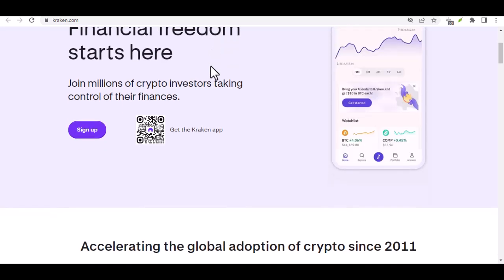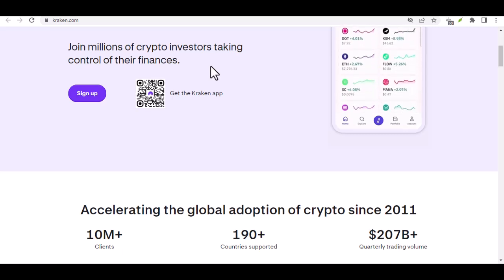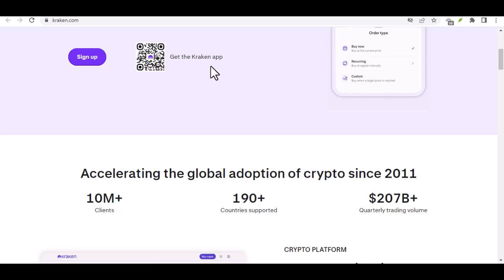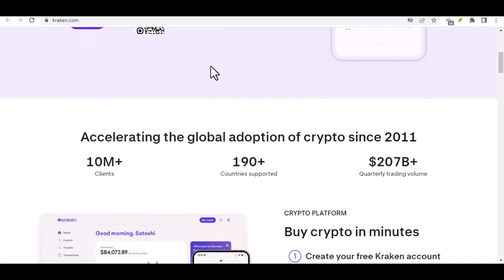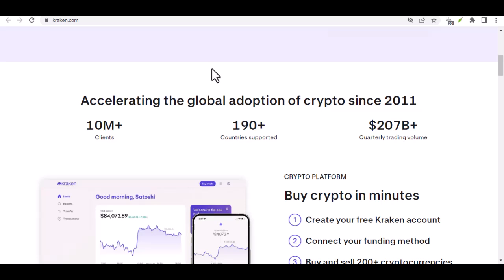What is a limit buy order? A limit buy order is a type of order placed on a cryptocurrency exchange, like Kraken, that allows you to specify a maximum price you're willing to pay for a particular cryptocurrency. If the market price of the cryptocurrency falls to or below your specified limit price, your order will be executed automatically.